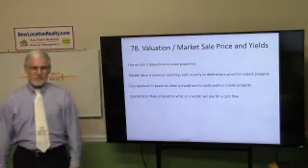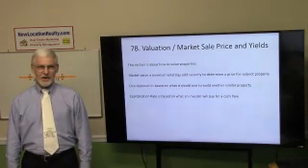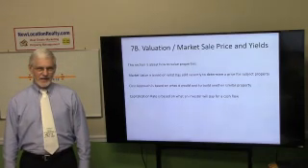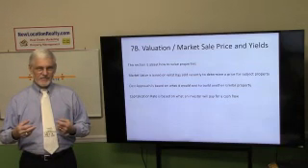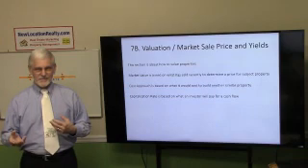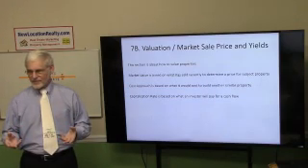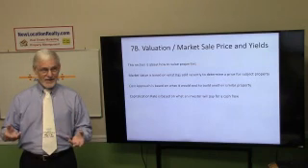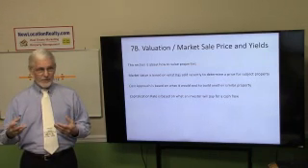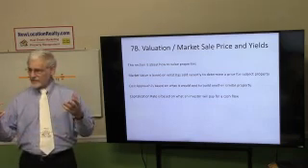All righty. Onward and upward. Valuation, market sales price, and yields. You've got a couple of words here: value and price. Value is what you think it's worth. Price is what somebody else thinks it's worth and will write you a check for. Value and price, and there's another one called cost. What did it cost to build this?